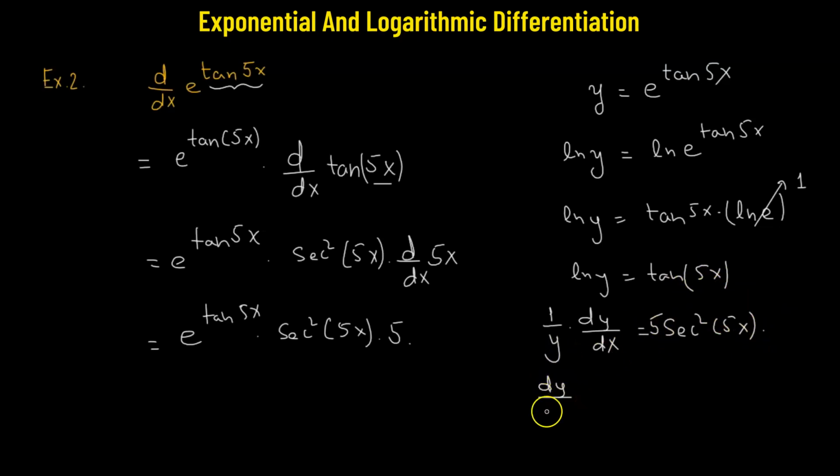Now dy over dx will be, we will multiply both sides with y. So we have 5 times y. We will replace the value of y with e raised to the power of tangent of 5x times secant squared 5x. So here we can see we have obtained the same result whether we use exponential differentiation or logarithmic differentiation. Let's move on to the next problem.